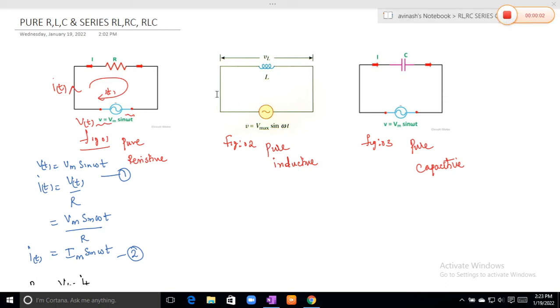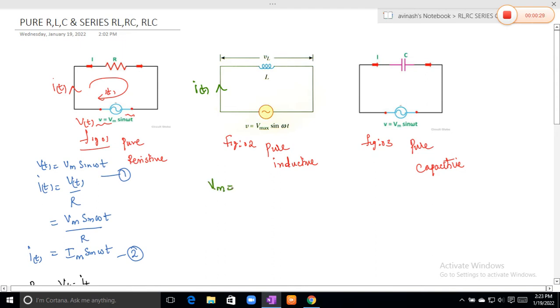Hello students, previously we have discussed the pure resistive circuit. Now we will also discuss the pure inductive circuit. What are the current, voltage and power waveforms in a pure resistive circuit and a pure inductive circuit? For example, this is the AC supply given across an inductor. The current flowing through the inductor, I of t, will be what?